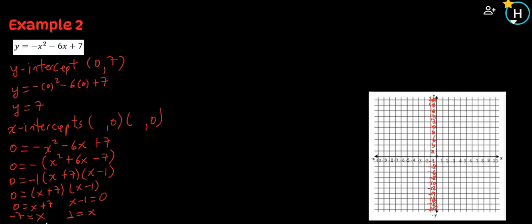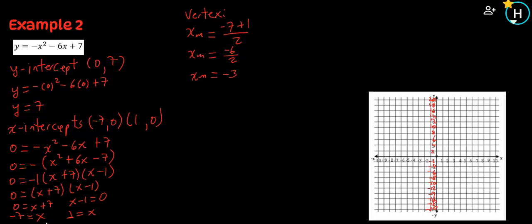So the x-intercepts are negative 7, 0 and 1, 0. Now, to find the vertex of the parabola, first we need to find the point between the two x-intercepts, the middle point. So we need to add negative 7 plus 1 divided by 2. And the x-coordinate is negative 6 over 2, that is negative 3.